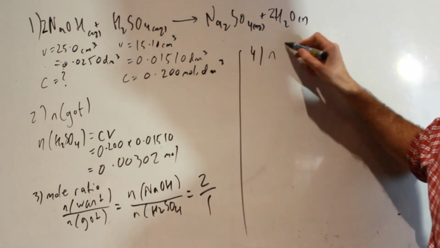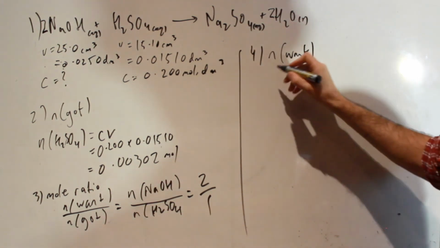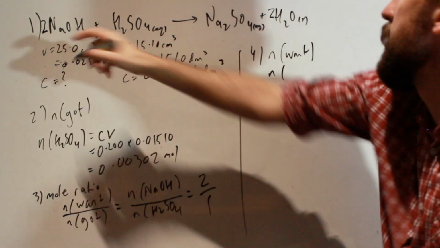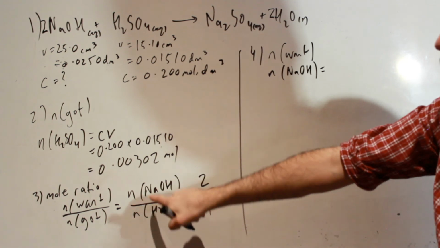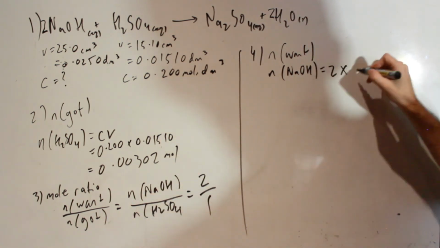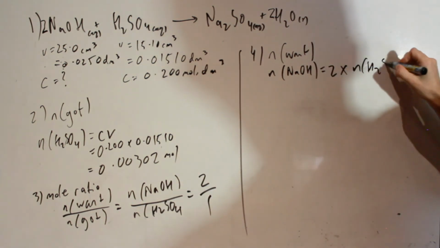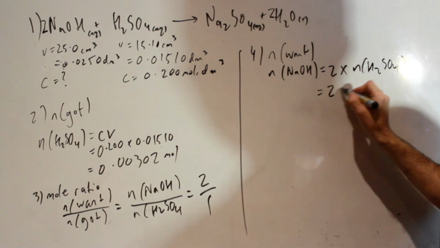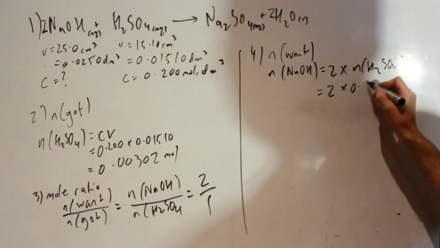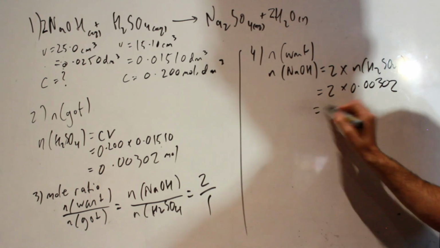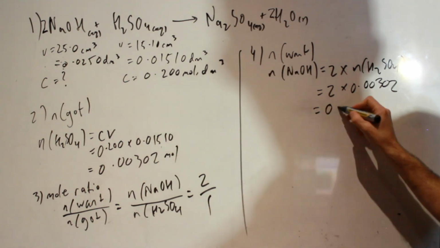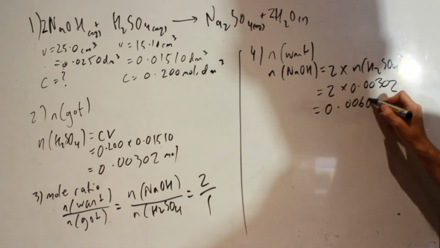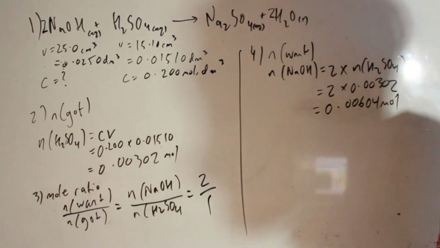We can calculate the number of moles of what we want. And what we want is the sodium hydroxide. And we said down here, the number of moles of sodium hydroxide is going to be twice the number of moles of the sulfuric acid. So we go 2 times by that number there. We've got that number in our calculator. I'll just go times 2. We have 0.00604 moles. That's definitely one I could have done in my head.